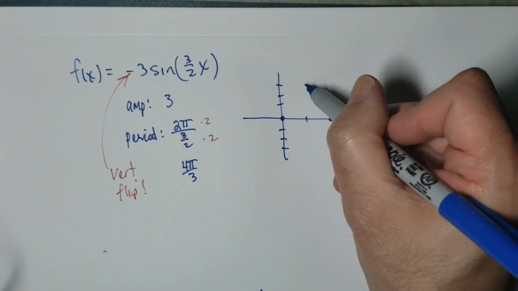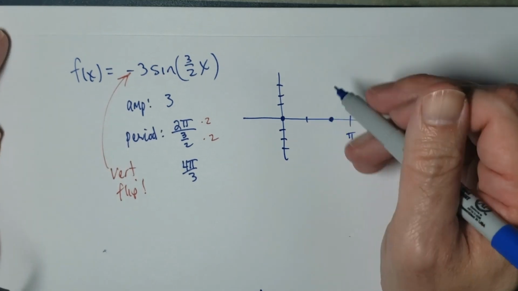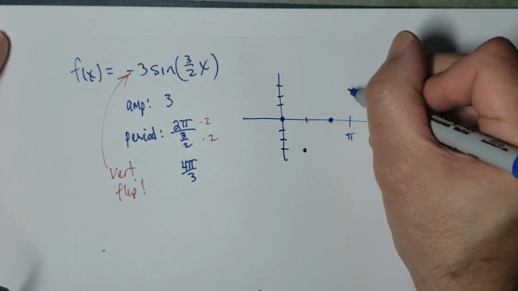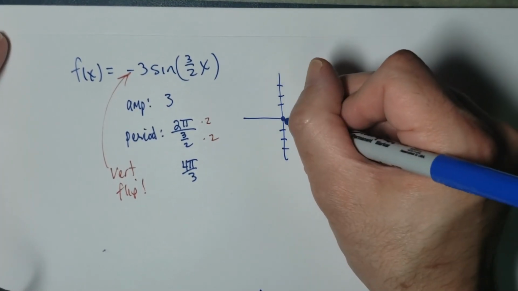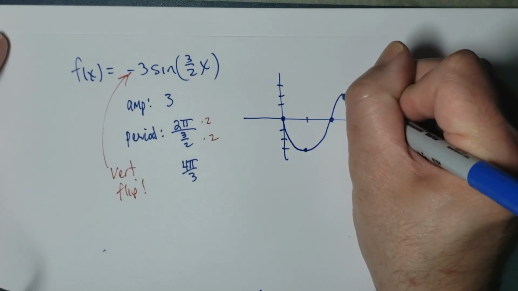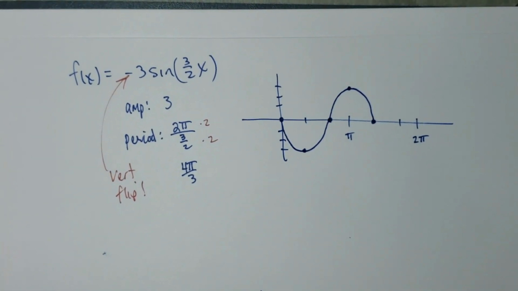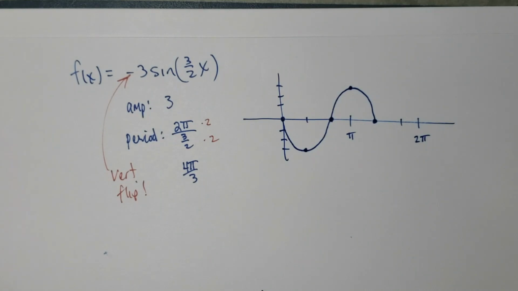So I should go up to the maximum, but there's a vertical flip. So I'm going to go down to the minimum first, up to the maximum. And it's going to look like that. That is one period of this function.